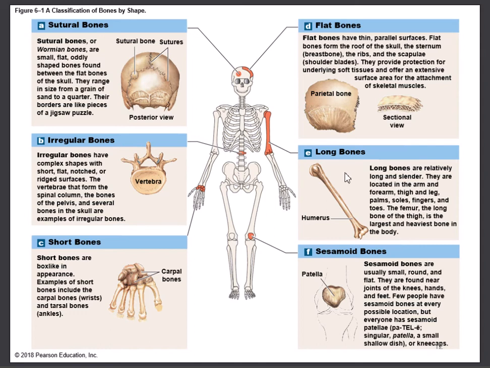Long bones, here the key is you're going to have a kind of thin middle area and then two expanded ends. You're going to have an expanded end over here and then an expanded end over here. And then finally, the sesamoid bones. Sesamoid bones are the bones that are found in the tendons, again, commonly the knees, the hands, and the feet.